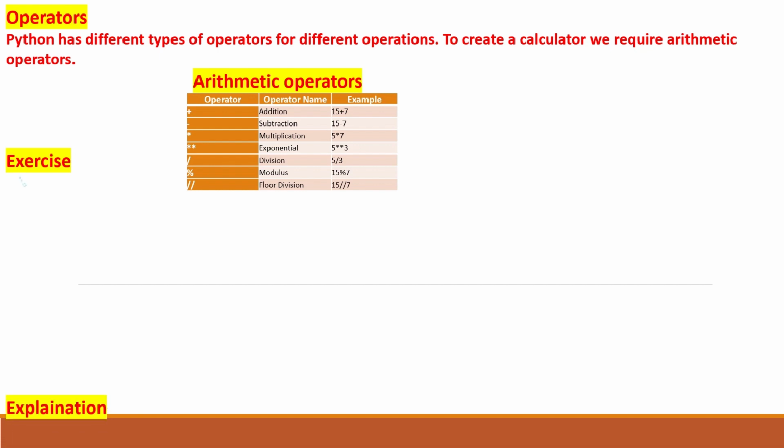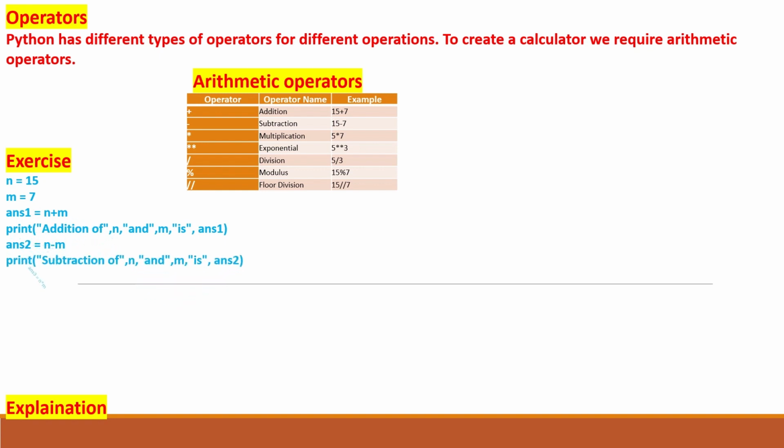Operator name, example. Plus, addition: 15 + 7. Minus, subtraction: 15 - 7. Asterisk, multiplication: 5 * 7. Double asterisk, exponential: 5 ** 3. Slash, division: 5 / 3. Percent, modulus: 15 % 7. Double slash, floor division: 15 // 7.